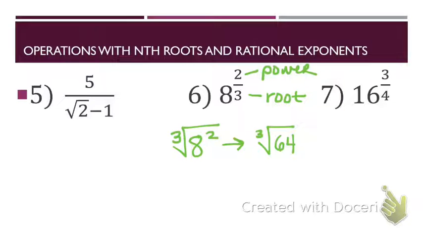So your final answer is 4, because 4 to the third is 64. So if I have 3 people, how many groups of 3 could I make? Just 1. So the answer would be 4. Go ahead and try to do number 7 by yourself. See if you can figure out what that final number would be.